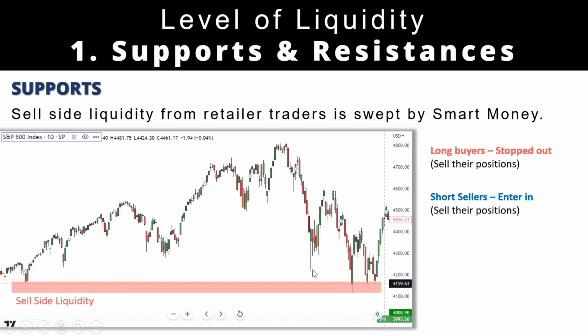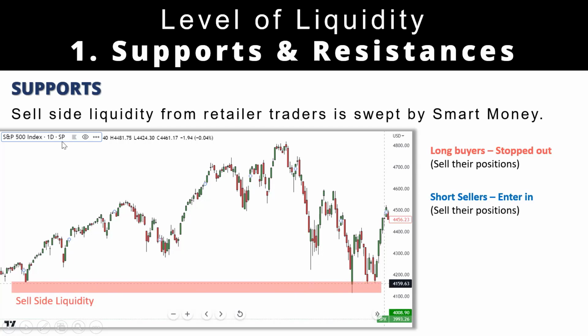Why do they get stopped out? Because they put their stop losses anywhere between these levels. Smart money comes in and sweeps it all. It's not just individual levels. The wicks are the smart money players that are trying to sweep the liquidity, as you can see here. The short sellers also get in at those levels.